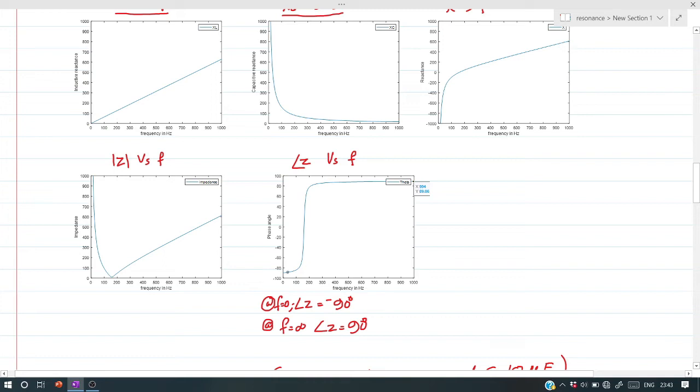And this graph gives the variation of the impedance angle with respect to variation of frequency. As seen in this graph, initially this value is minus 90 degree. Here we simulated for a frequency of 1000 Hertz. For 1000 Hertz, the angle is obtained as 89.06 degree. As we increase the frequency further, we obtain the phase angle as 90 degree. So corresponding to F equal to 0, the angle is minus 90 degree, and corresponding to F equal to infinity, this angle is 90 degree.